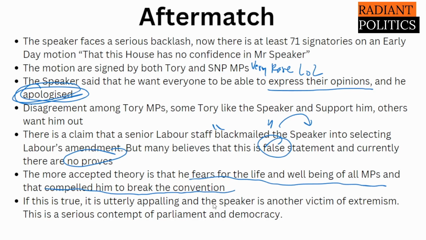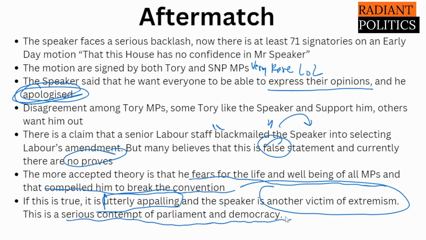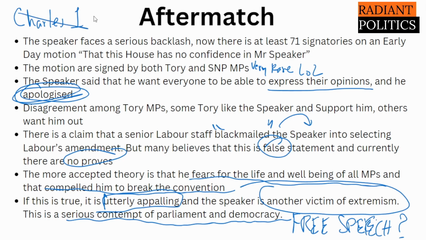If this is true, it is utterly appalling and the Speaker is another victim of extremism. This is a serious contempt of Parliament and democracy. Parliament and the elected representatives must be able to freely express their opinions. No one in the history of Great Britain has got away with defying the authority of Parliament. Even the King could not, or else, aka Charles I. If the head of state, the King, is not allowed to defy Parliament, why would we allow violence and extremism to defy it?